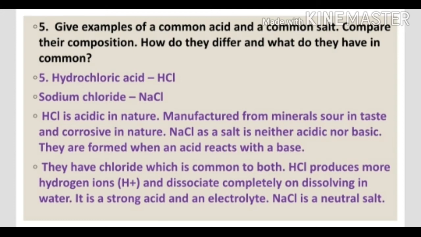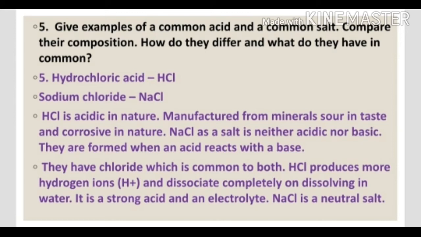Yes, children. Question number 5. Give examples of a common acid and a common salt. Compare their composition. How do they differ and what do they have in common? Now, it means we have to tell any one common acid and the common salt, and then their composition means what they consist of. Okay, and then how do they differ and what do they have in common. So this is the question. Now come to the answer.